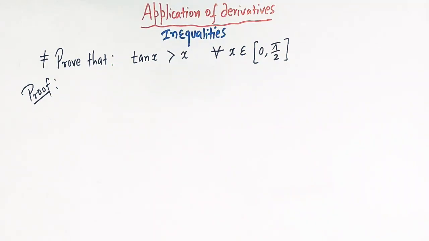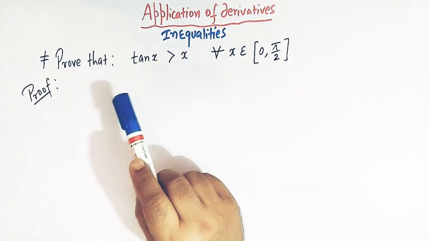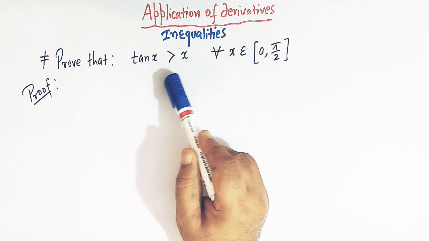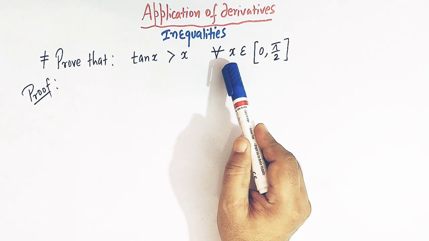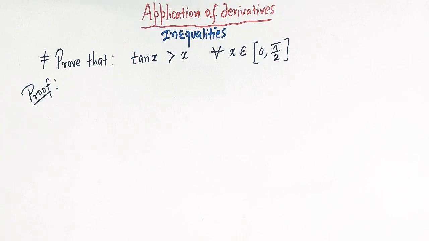Hello viewers, in today's class we are going to discuss yet another important problem from application of derivatives. Here we are going to discuss an important inequality in which we have to prove that tan x is greater than x for all x belonging to the interval 0 to pi by 2.